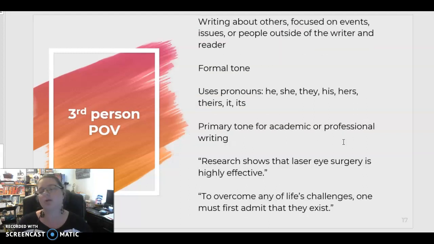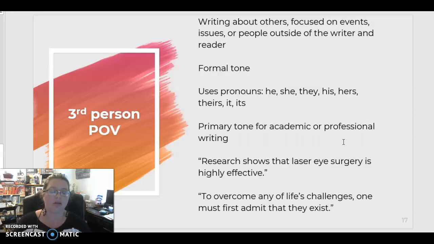And then finally, third person point of view. This is the most common objective form that we're going to ask you to use for academic writing. This focuses on events, issues, or people that are outside of the writer and the reader. So we are a lot more separated from the action with third person point of view. It is the primary tone that's used for professional writing, and it uses pronouns like he, she, they, his, hers, theirs, it, and its. Also one, as in this last example, to overcome any of life's challenges, one must first admit that they exist.